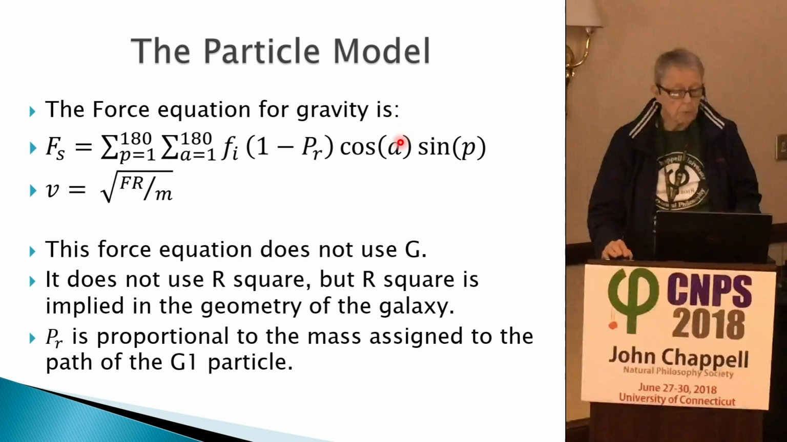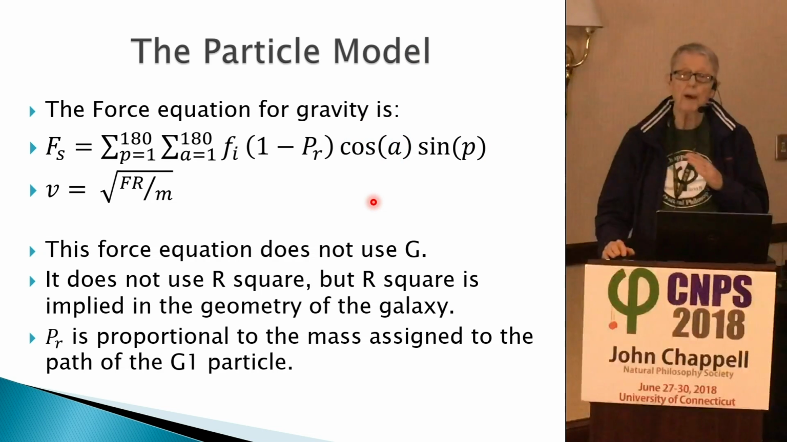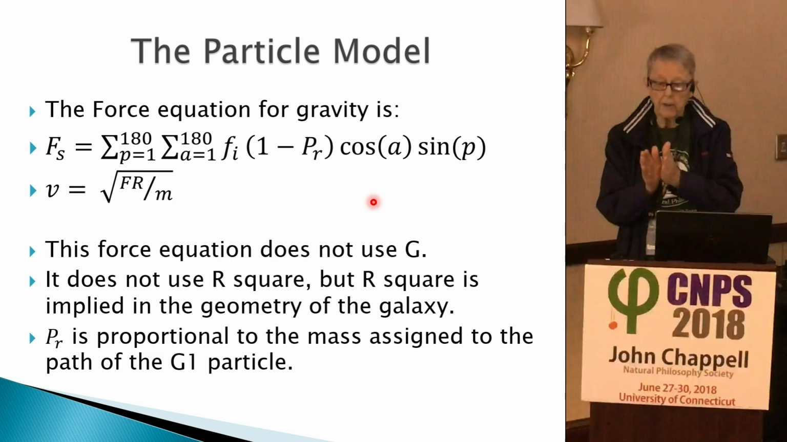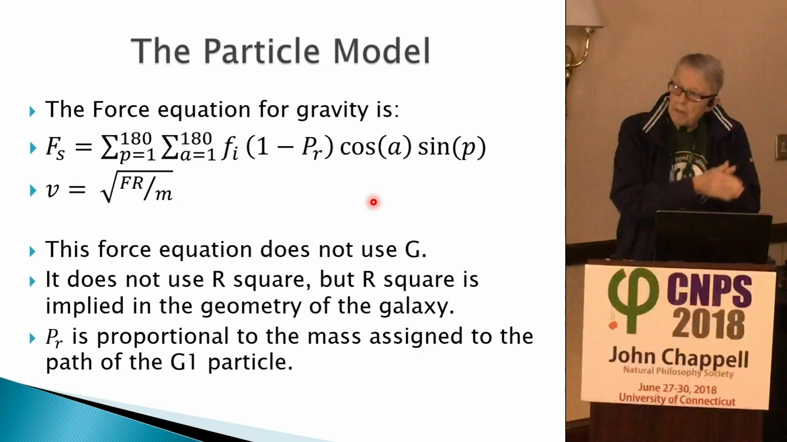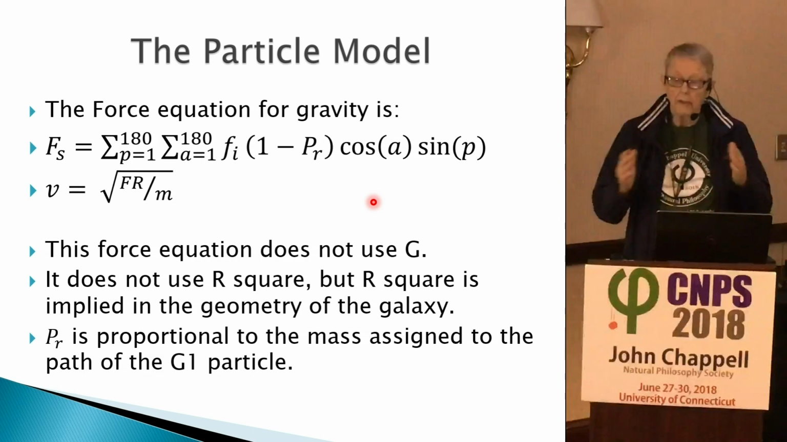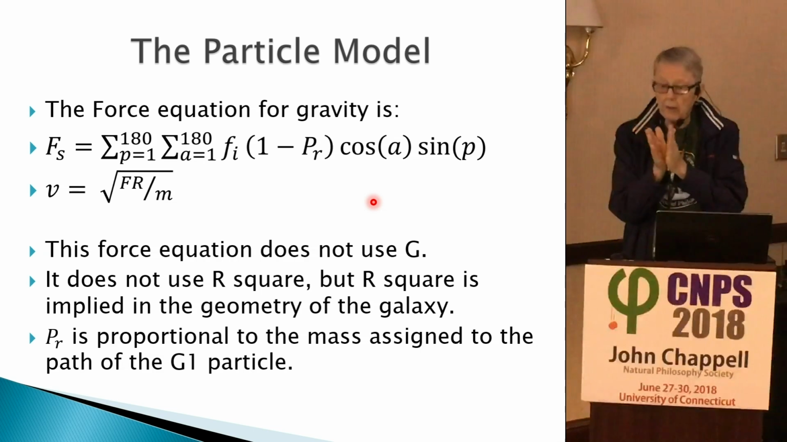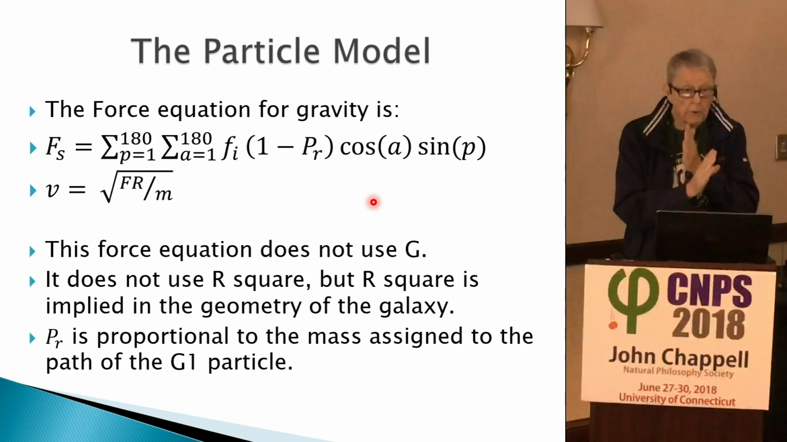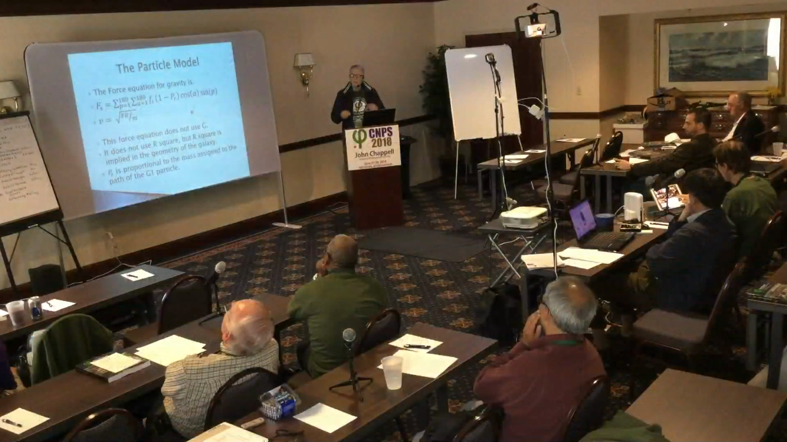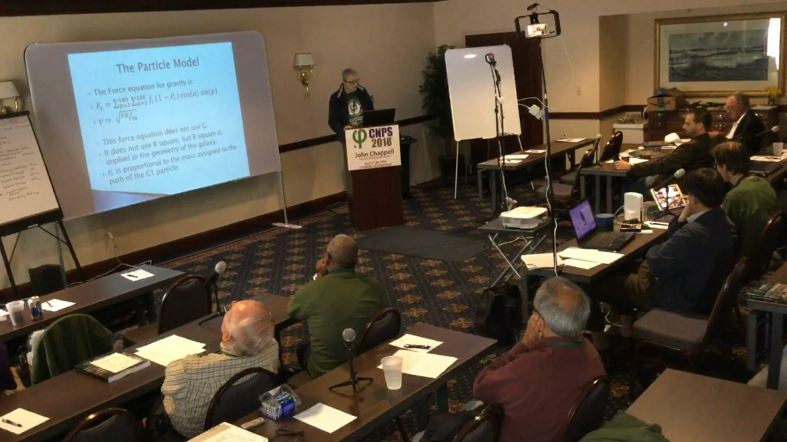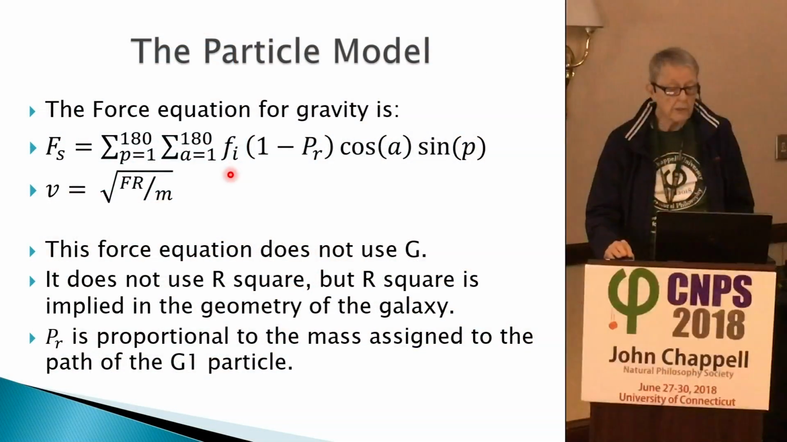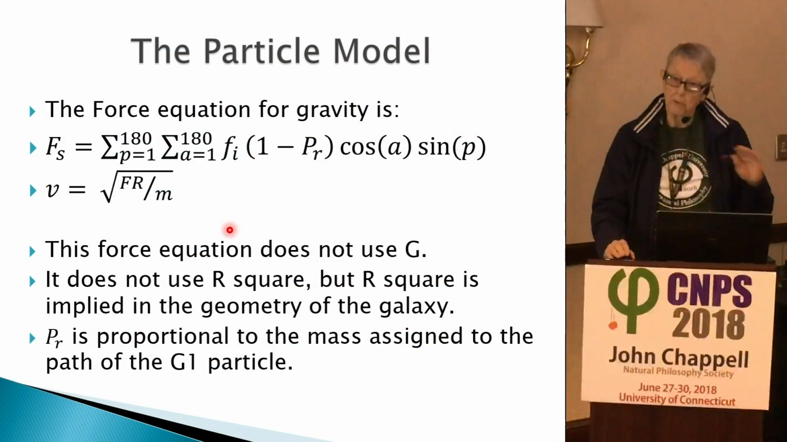The piece of r is proportional to the mass assigned to the path. So you have to calculate geometrically the amount of mass in each path that you go around. And you can make these paths as big or as small as you want. The smaller you make them, the longer the processing takes. But that's where the shielding occurs. So with this force equation and this velocity equation, you can calculate that curve.